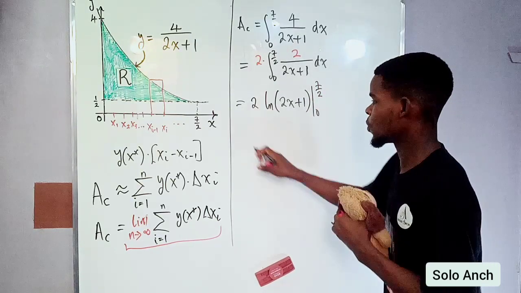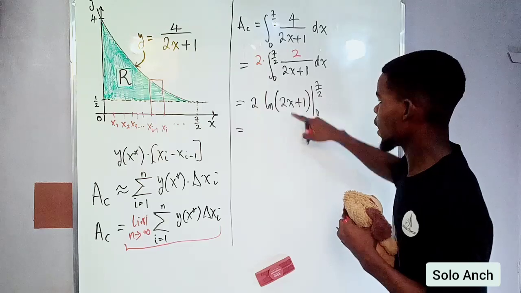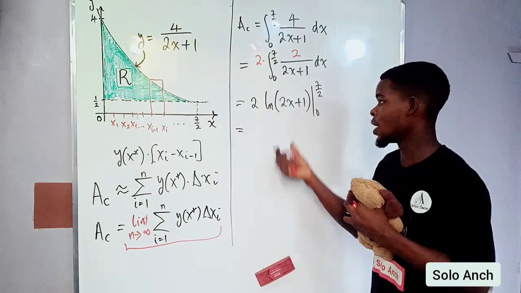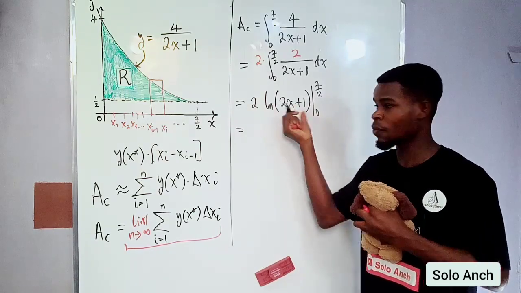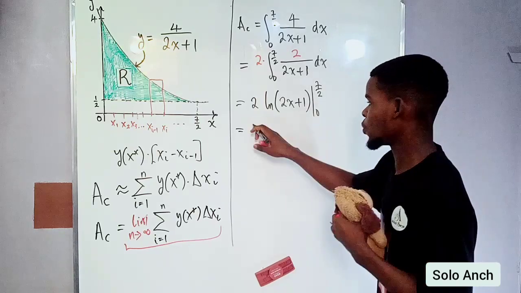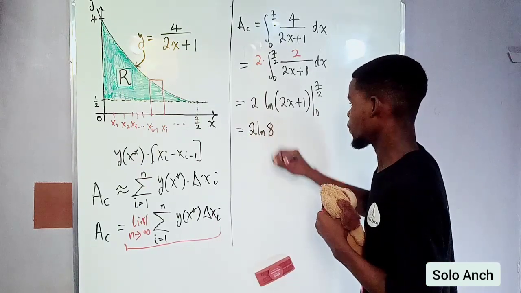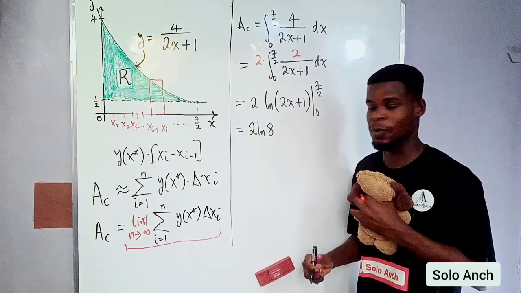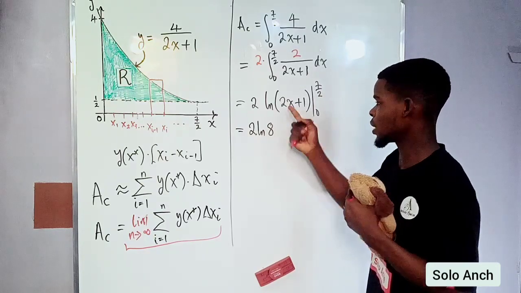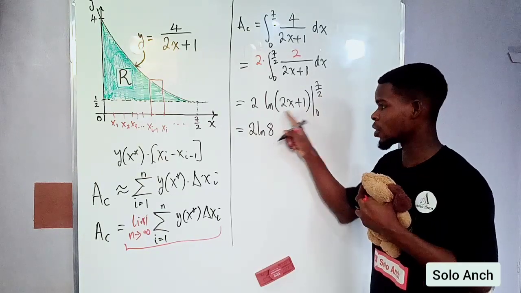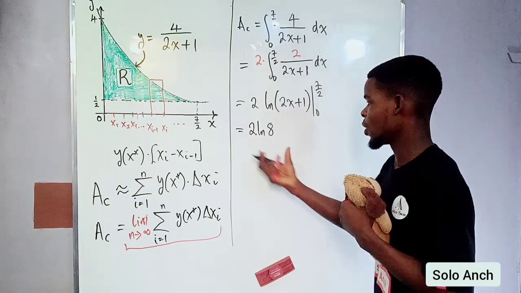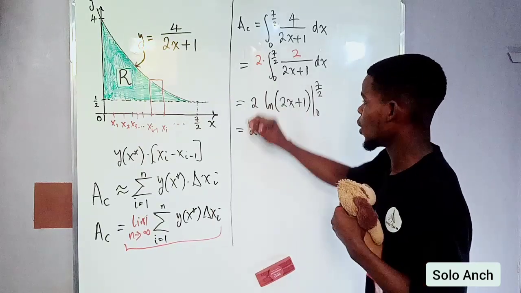Okay, great. So let's substitute and see what we have. When we substitute x to be 7 halves, 2 times 7 halves is 7, plus 1 is 8. So that will be 2 times the natural logarithm of 8. Then we are going to subtract. We substitute 0 for x, 2 times 0 will be 0. That will be the natural logarithm of 1. Of course, that's just 0. So this is what we get as the area under the curve.